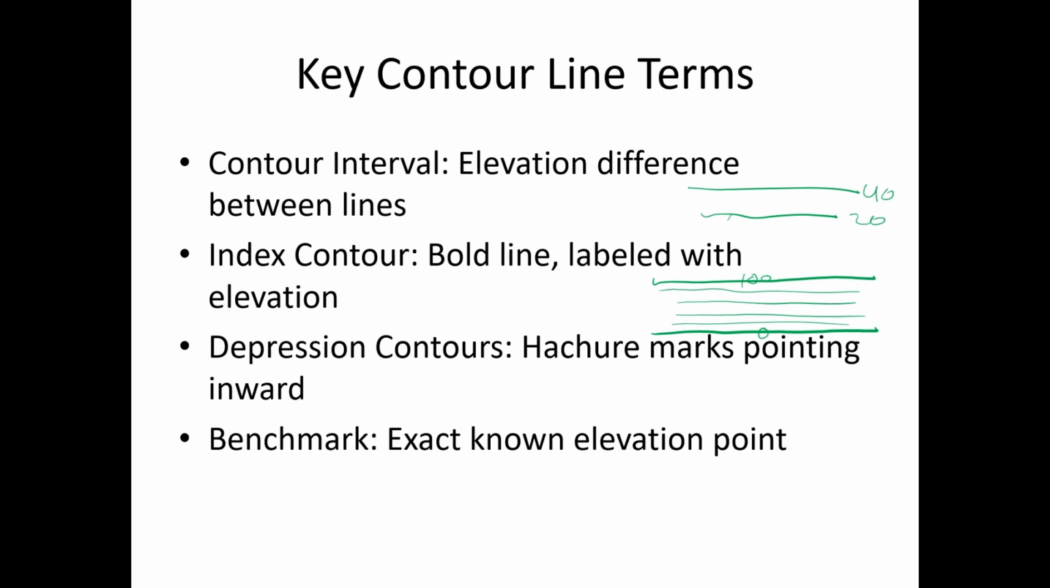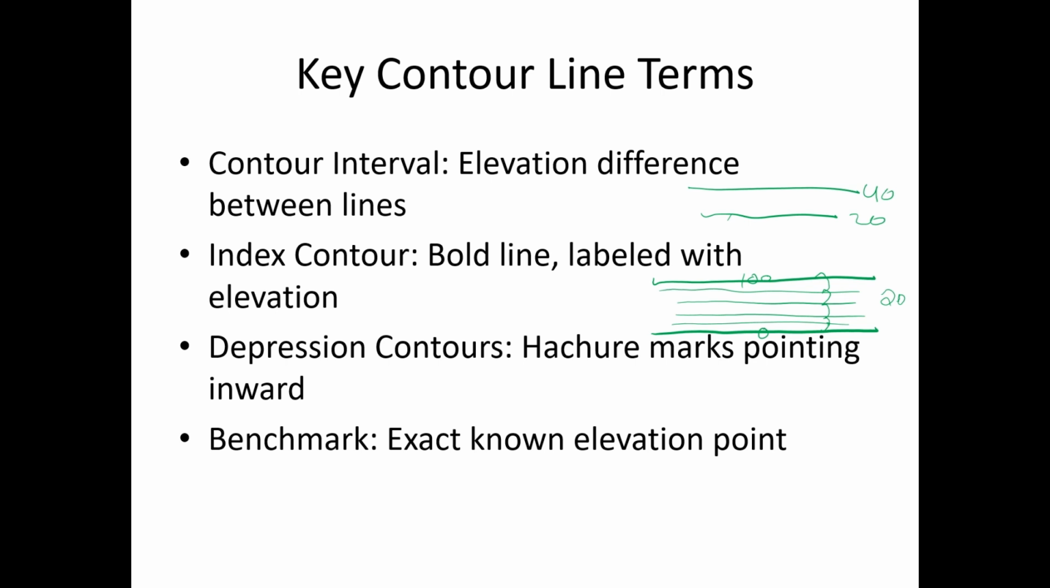Hopefully you counted up the lines. You should have figured out that there's 1, 2, 3, 4 lines in between, which means if we divide 100 by 5, we get 20. That should be our contour interval, because if we go 20, 40, 60, 80, and then 100, the contour interval would be 20 in this case.